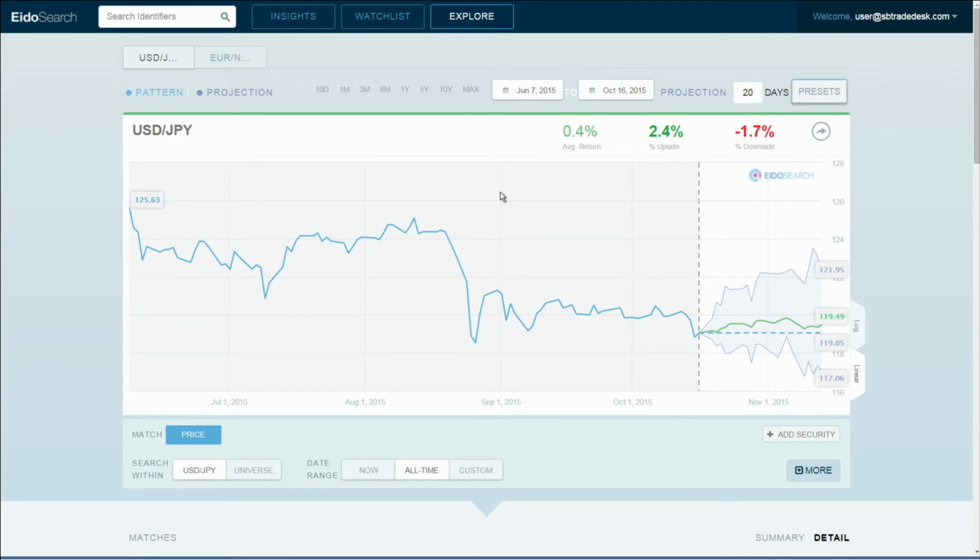Okay, so right off the bat, I see that it's basically pretty flat. Average return over the next 20 days for matched patterns is 0.4%. Average percent upside is 2.4%. Percent downside 1.7%. So if anything, this probably skews a little bit to the upside.